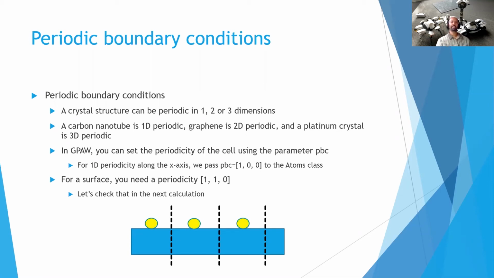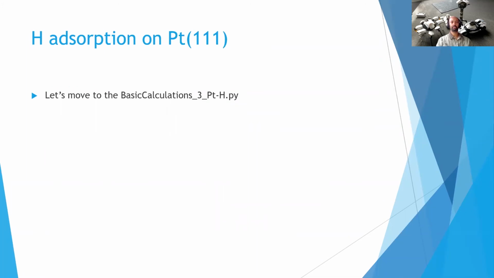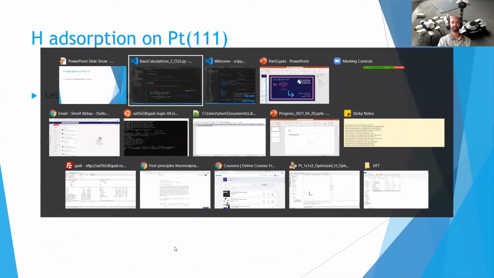Luckily, when we're building a slab in GPAW, which is one of the really cool things about ASE, you really don't need to set anything explicitly. Atoms in ASE will understand that this is a slab, and therefore it will by default be periodic in 2 dimensions only. Okay, so let's move on to our slab calculation.